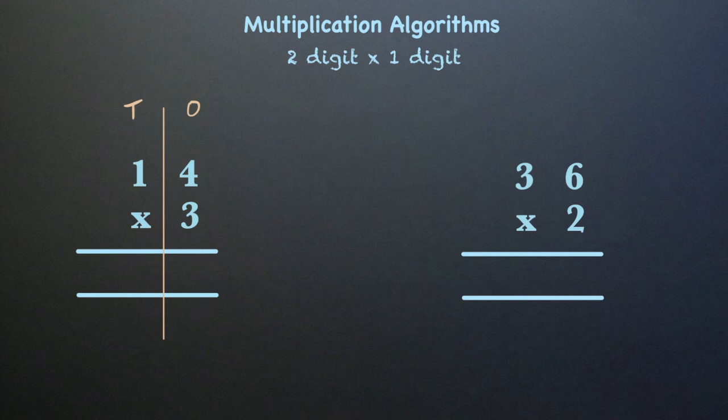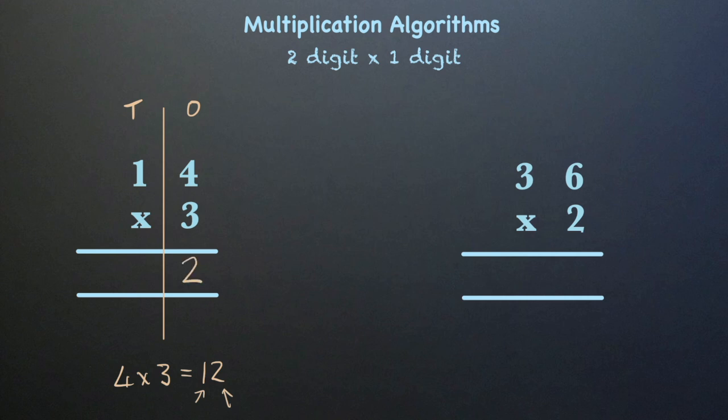Right, then the thought process that goes with this is I have 4 ones multiplied by 3. 4 multiplied by 3 we know is 12, don't we? The 12 is made up of 1 ten and 2 ones. The way we record this is we do one place value at a time. So we start with the ones. I can put a 2 in the ones place.